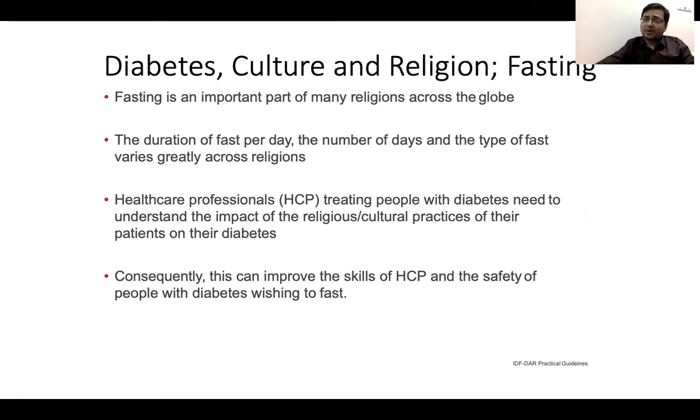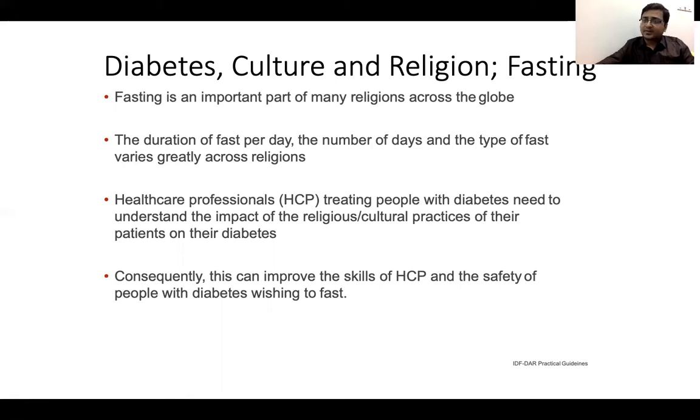Fasting is an important part of many religions across the globe. We all know about it. The duration of fast per day, the number of days and the type of fast varies greatly across several religious groups. Healthcare professionals treating people with diabetes need to understand the impact of the religious and cultural practices of their patients on their diabetes. Consequently, this can improve the skills of the healthcare physician and the safety of the people with diabetes wishing to fast.